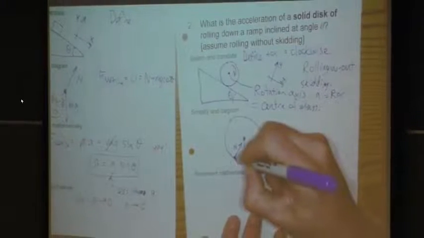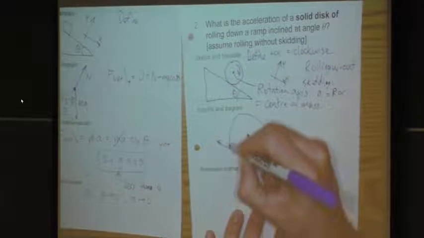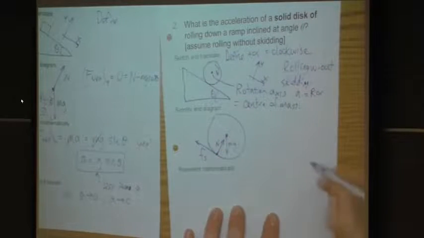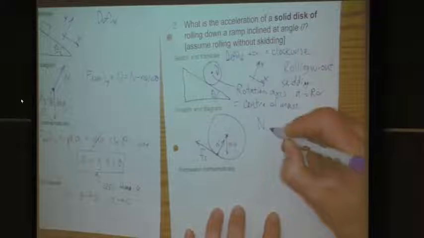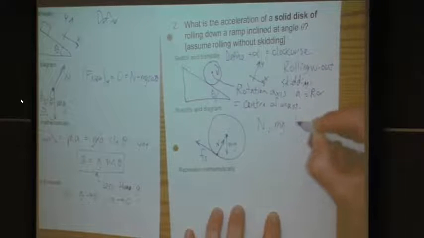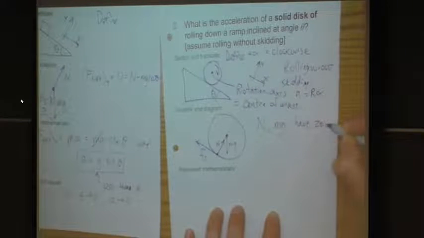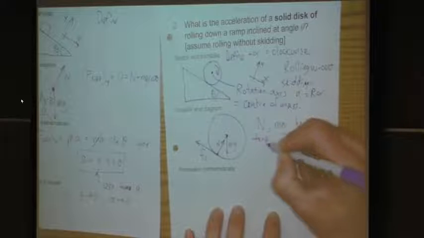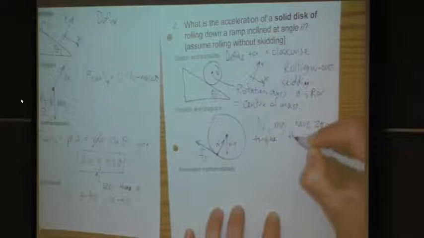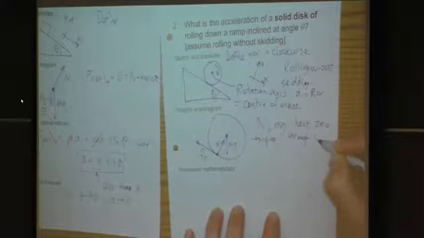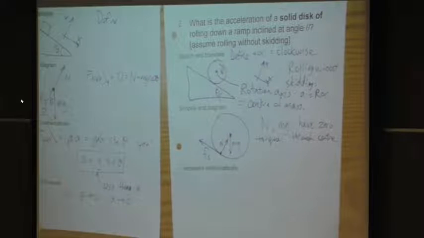I think it's the static friction, which is going to be slowing it down, so F static. So the normal force and the mg have zero torque through the center. Gravity's at the center, and the normal force is along a line which passes through the center, so those are not acting to rotate it. So all of the torque is coming from the static friction.